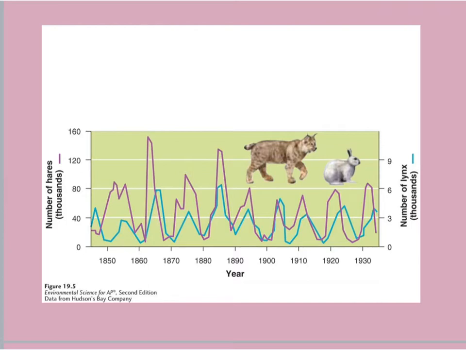So this decline in hares leads to this subsequent decline in the lynx population, right? And because the low lynx numbers reduce the amount of predation, then guess what? The population of hares also increases again. We see this example over and over again throughout nature.